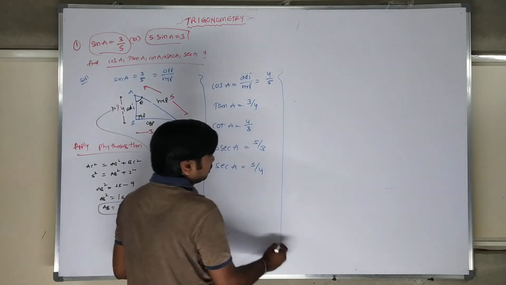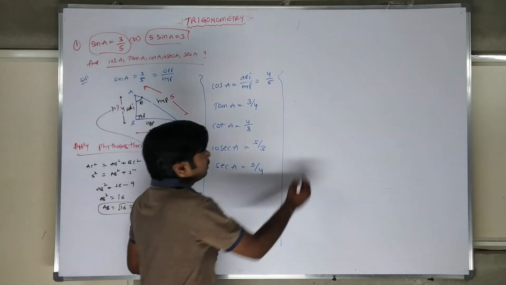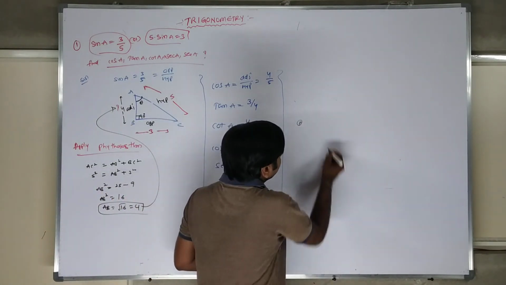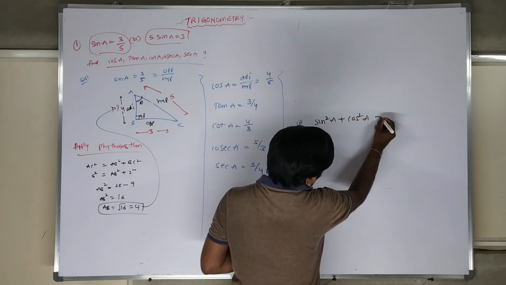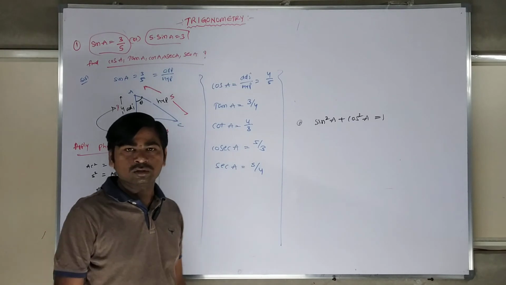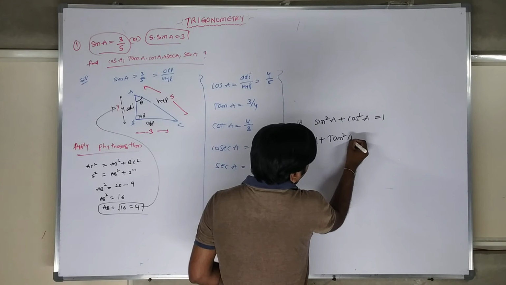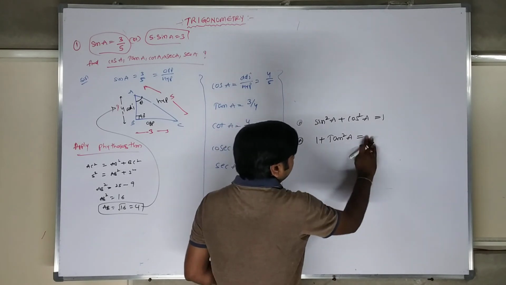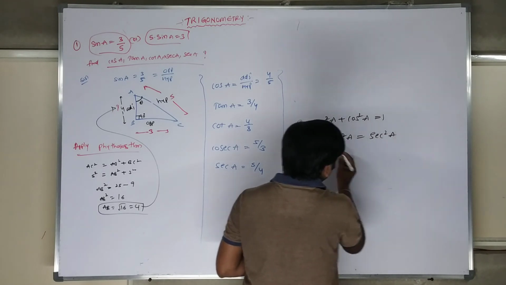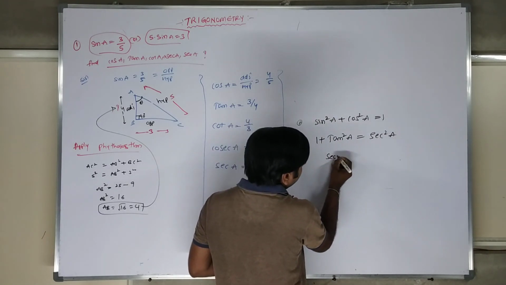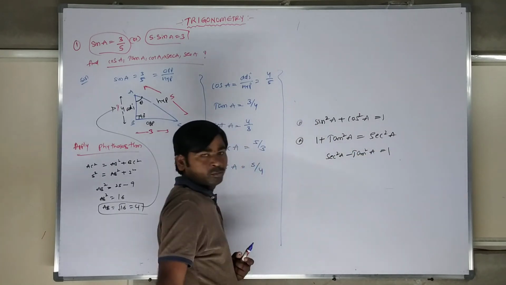After that, we have some important trigonometric relations. That relation is sin square A plus cos square A is equal to 1. Always sin square theta plus cos square theta is equal to 1. Second, 1 plus tan square theta is equal to secant square theta. Secant square A minus tan square A is equal to 1 is also a relation.